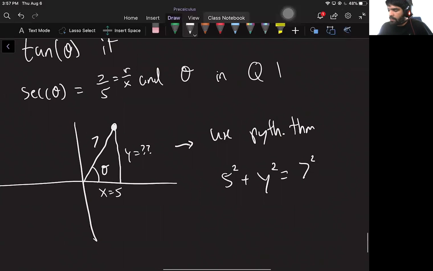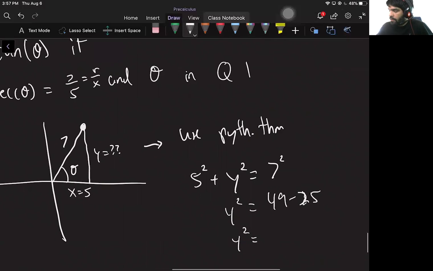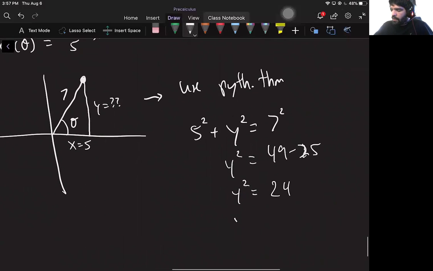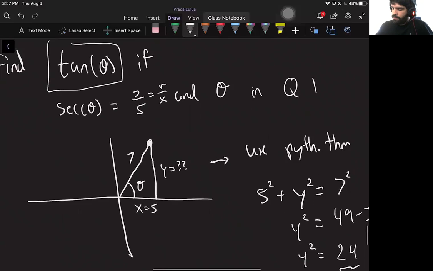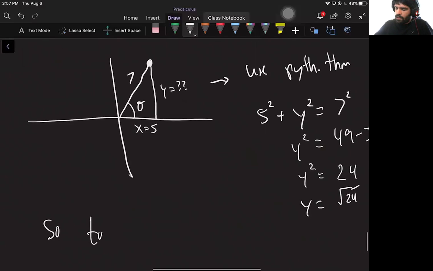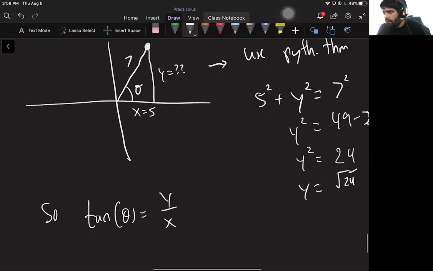So now we get something like this. So 49 minus 25, what the heck is that? That's going to be y squared, 24. So y is the square root of 24. And then I look and I see which one am I trying to figure out. I'm trying to figure out tangent. And I know that tangent, that one I know better. I can write it down, y over x, without looking it up. So now I just use the information I figured out. So square root of 24 is the y, and 5 is the x, and then that's it.